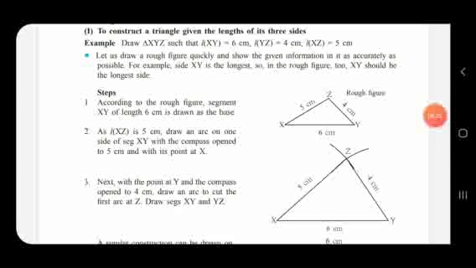Next point is construction of triangle. Triangle has three sides and three angles. So out of these 6 details, if at least 3 details you know, you can construct a triangle. That construction in various ways we are going to see.